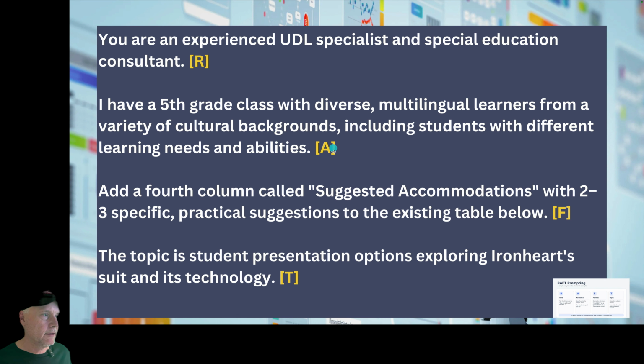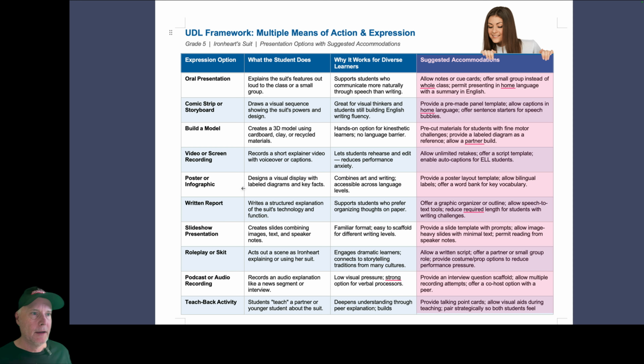There's the A for audience. Add a 4th column called suggested accommodations with 2 to 3 specific practical suggestions to the existing table below. When I say below, that's the table that you just looked at. And then the topic is student presentation options, exploring Ironheart's suit and its technology. Now, probably it would have figured that out automatically just by looking at the existing table that we had. Now, I just put sort of a random number of suggested accommodations, but you might have very specific ones that you need for very specific students that you have, and you could put that in here and it will come up with some ideas. And here you go.